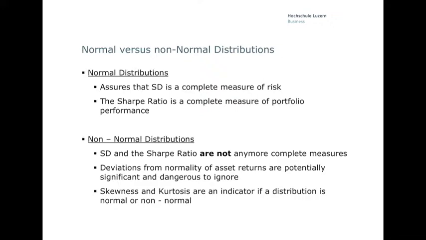Unfortunately, deviations from normality of asset returns are potentially significant and dangerous to ignore, because standard deviation and the Sharpe ratio are not anymore complete measures. To determine non-normal distribution, skewness and kurtosis need to be considered.